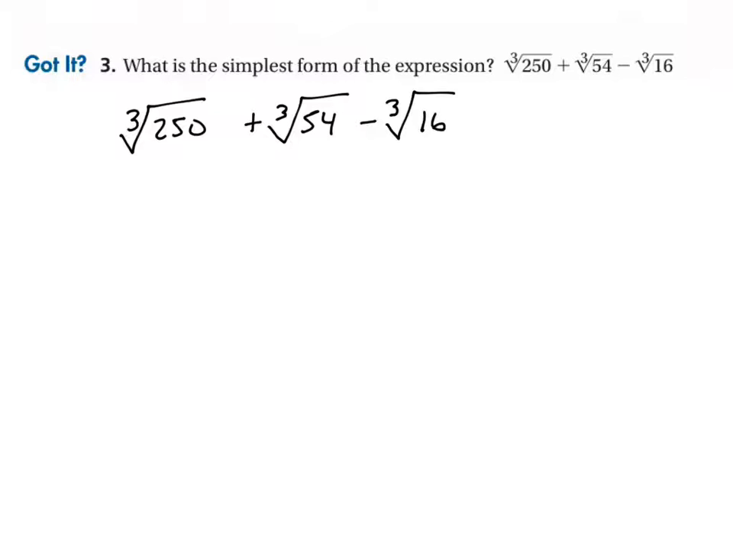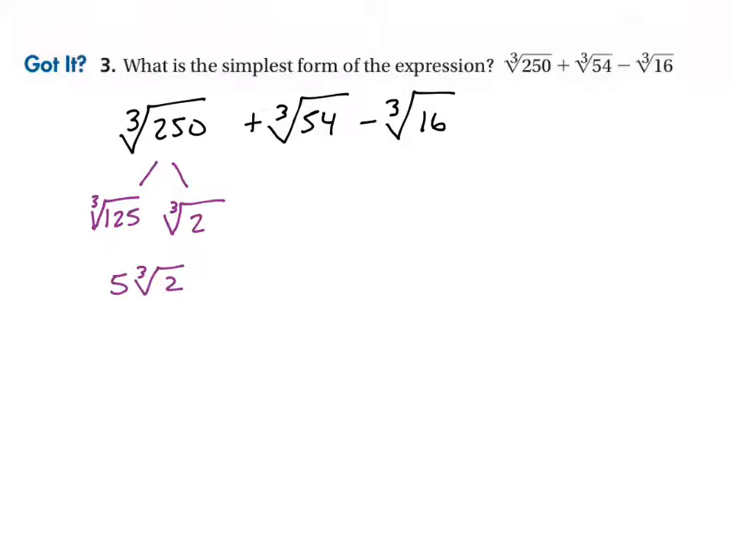Here we have the cube root of 250 plus the cube root of 54 plus the cube root of 16. First step here is to go in and simplify this, and so we're going to try to pull out perfect cubes. For 250, I can break this apart into the cube root of 125 and the cube root of 2. I know that the cube root of 125 is just 5. So this is 5 times the cube root of 2.